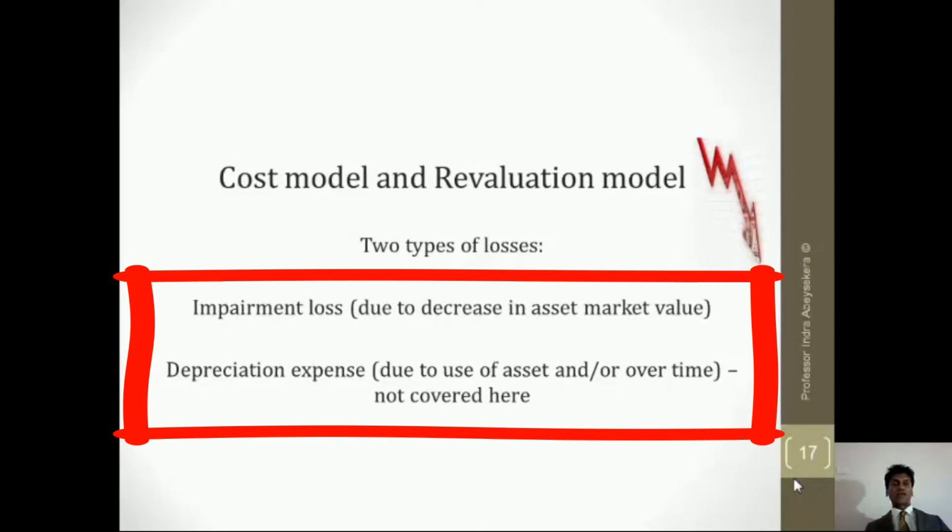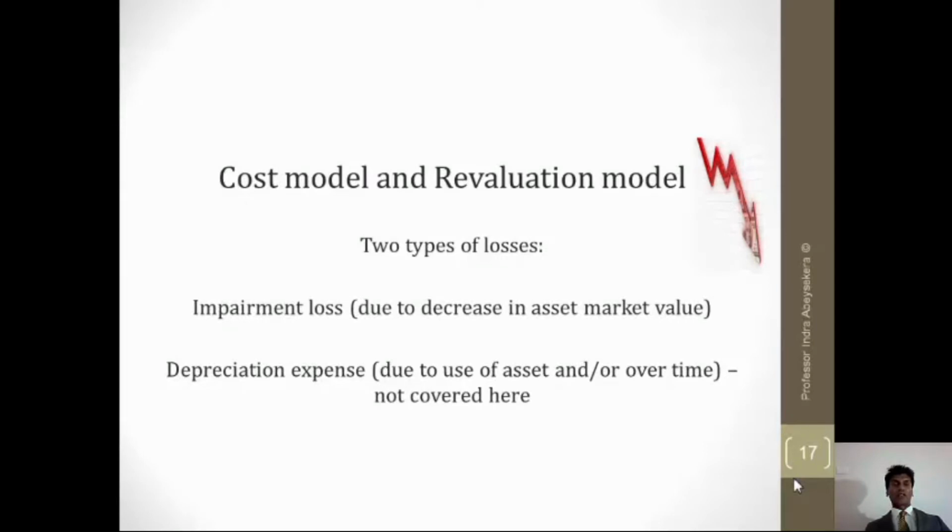They will undergo losses, decrease in values. Decrease in value due to time and usage, which we call depreciation expense, and decrease in value due to market forces because the market value of those assets decrease. That is called impairment loss. Both the cost model and the revaluation model must record impairment loss.